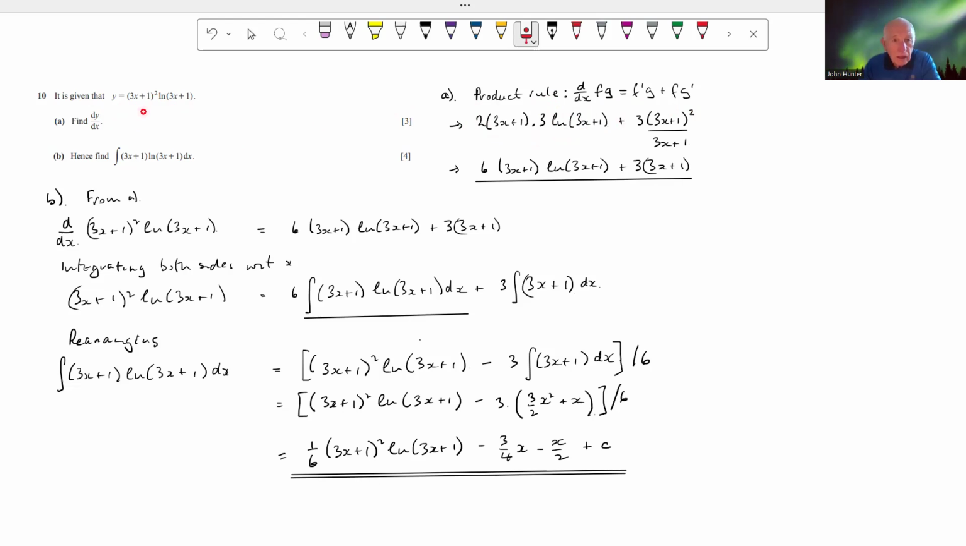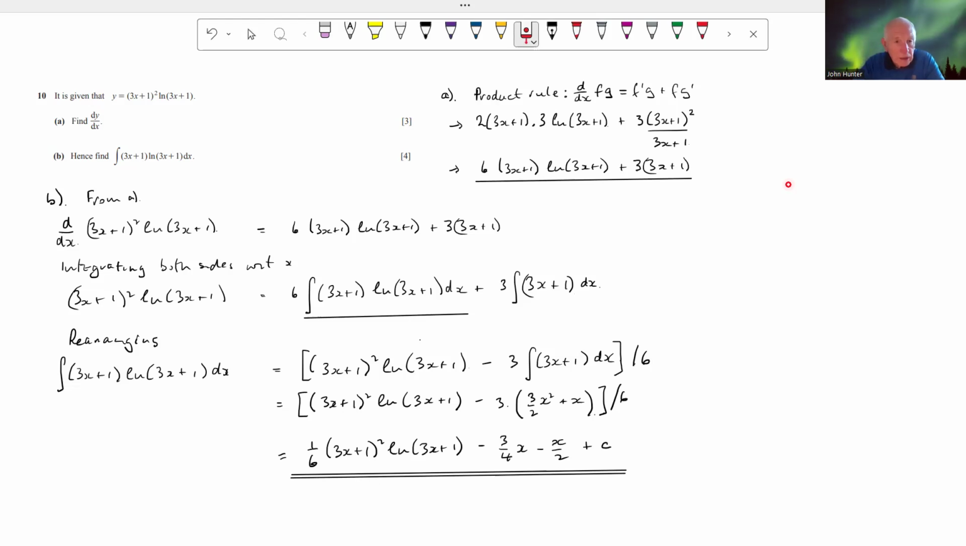And then the second part of this is going to be this function, (x + 1) squared, times the derivative of this one. Well, the derivative of natural log of x is 1 over x. So we've got 1 over (3x + 1), and then we multiply by the derivative of the inside function, again the chain rule coming into operation, and that is that 3 there. Now we've got some cancellation going on here, which is good, and that's going to leave us with this derivative here. Okay, so that is part A.